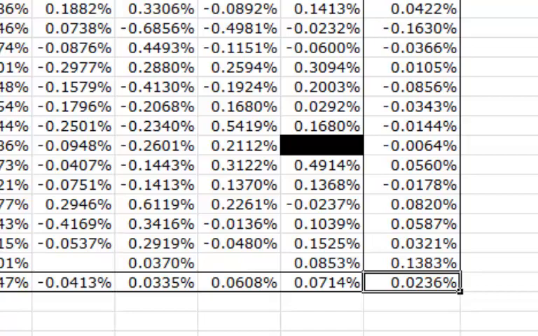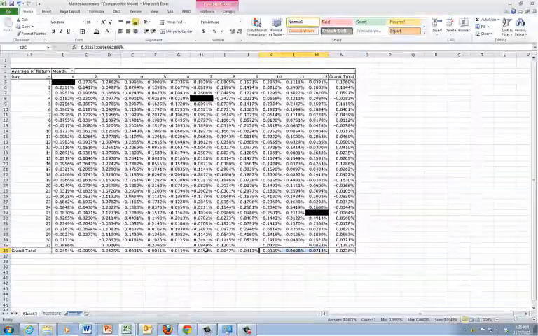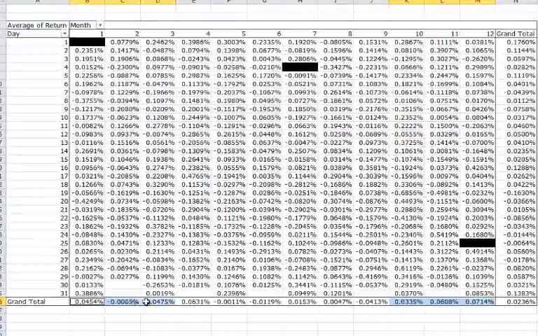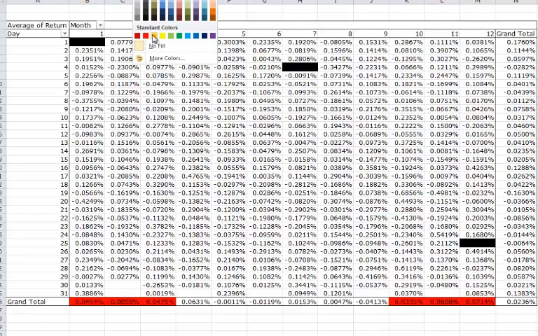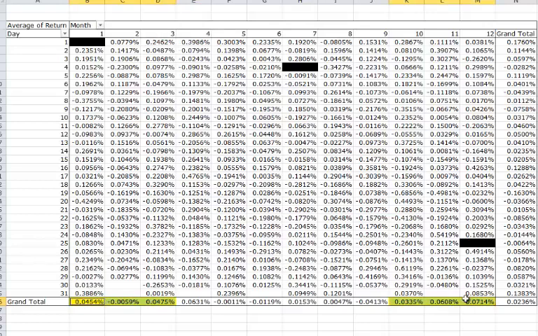You can also see a little bit of the October through March seasonality effect. Here's the average daily returns of October through March right there. So you could see the October through March seasonality effect right there. But what I'm concentrating on right now is the holiday effect.